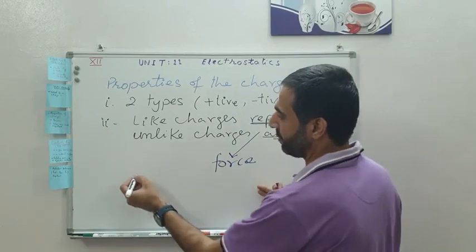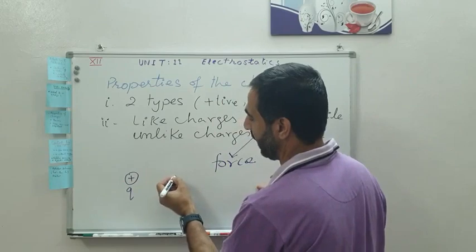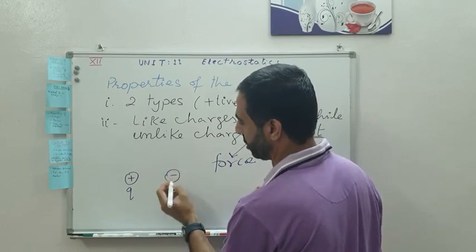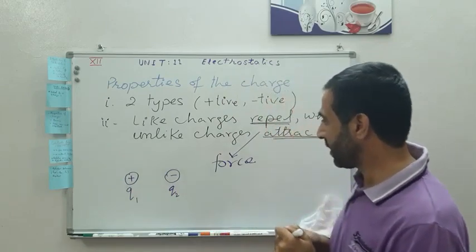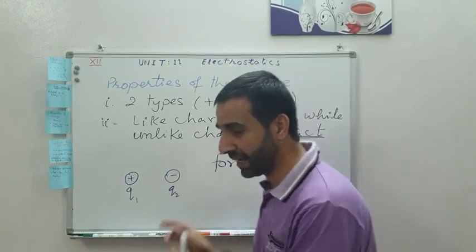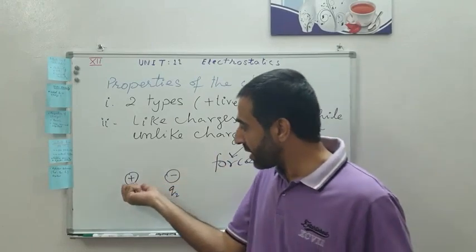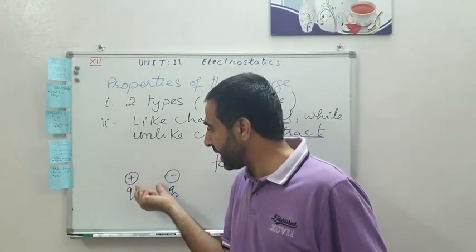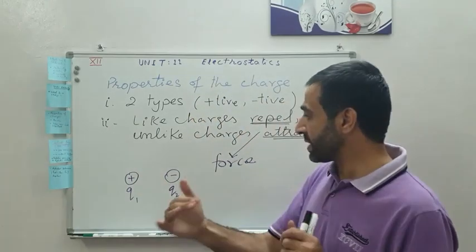For example, if you have a positive charge, let's say Q1, and if you have a negative charge, let's say Q2, then the question is why attraction? Because as I told you, charge is the basic or fundamental attribute of matter which causes repulsion or attraction. How does this happen?